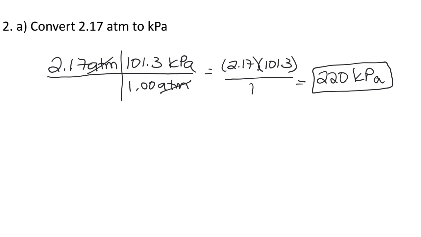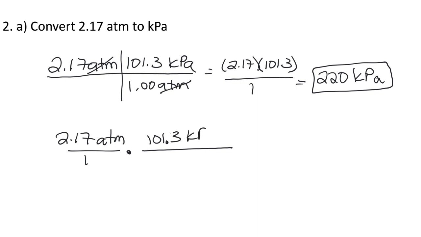Once again, you still need the same conversion factor, which is 101.3 kPa over 1.00 ATM. That way your ATMs cancel, and you get 220 kPa.